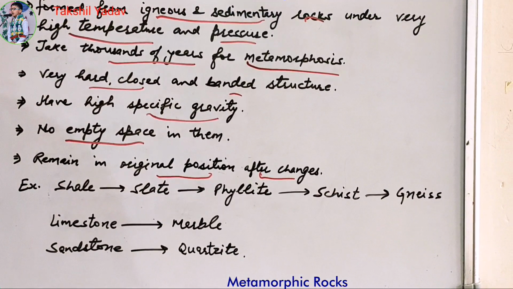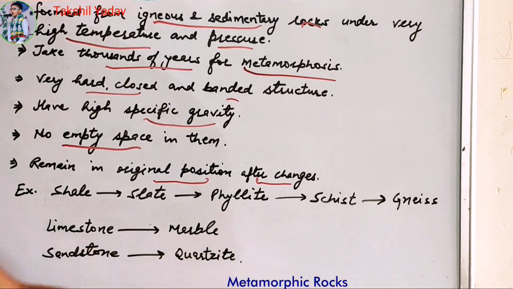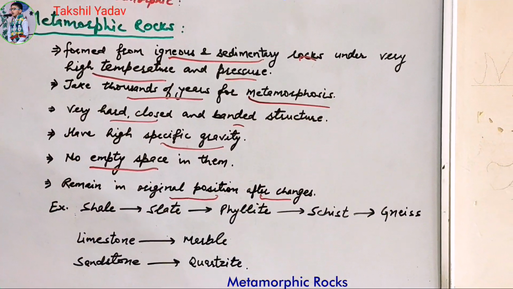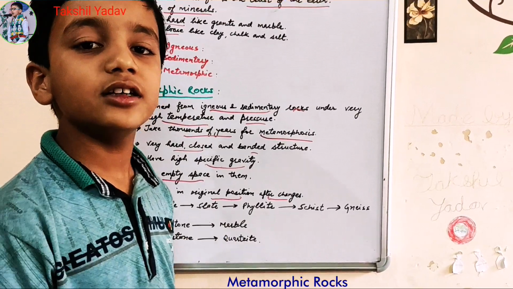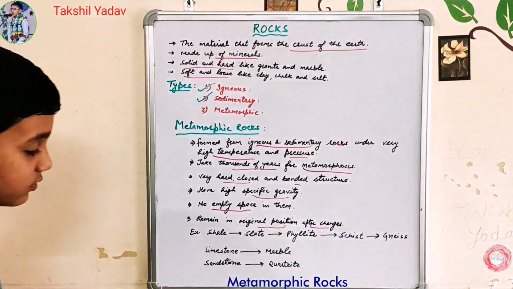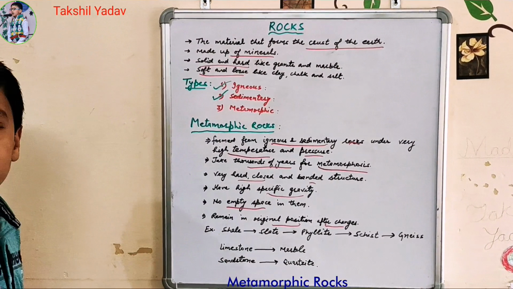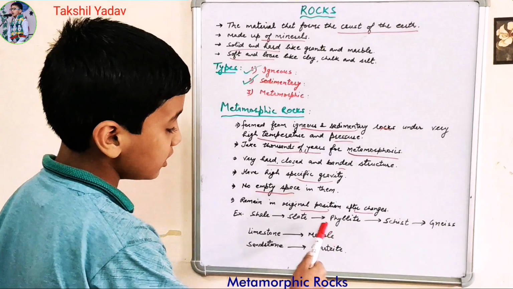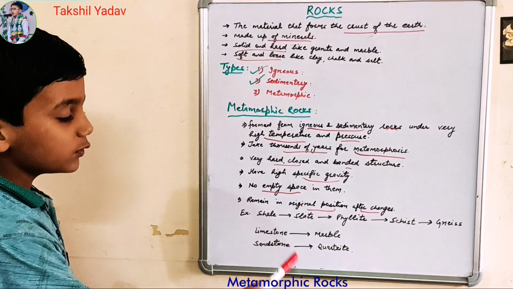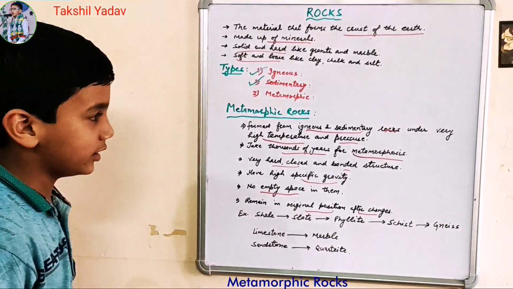And when more heat and pressure acts on gneiss, it will change into magma and lava, which will at some time erupt from a volcano, and it will become an igneous rock. The other one is limestone, which is a sedimentary rock, which changes into marble. Then sandstone, which changes into quartzite.